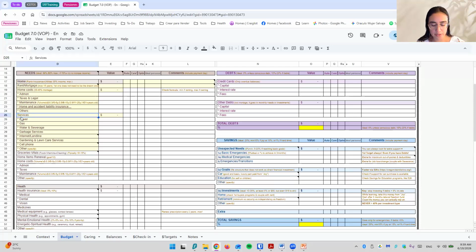Then we go to utilities, actually. I think it's a better name. So again, I always tell you there is always something that can be improved or that works better for you, so just feel free to use the names that you remember better, the colors, everything. So utilities: power, gas if applicable, water, garbage services, internet, gardening, cell phone, and other.